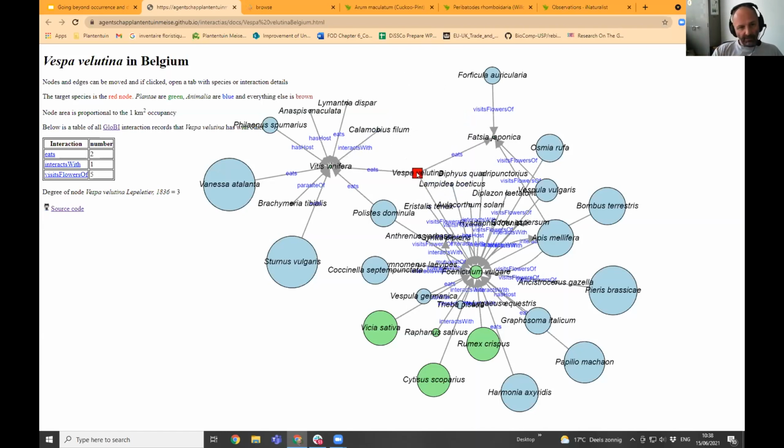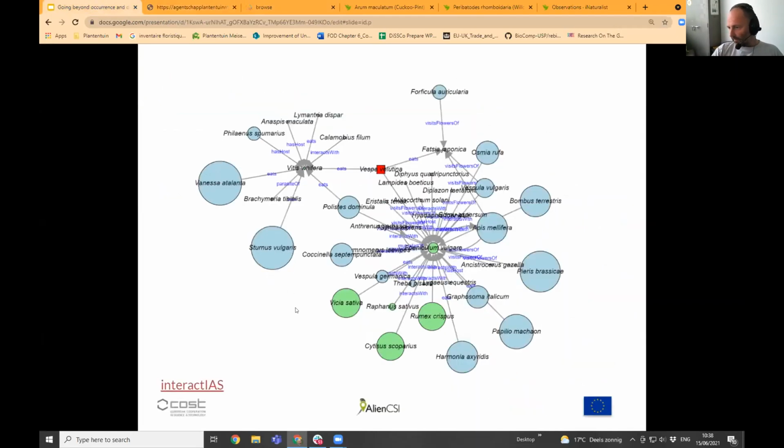The other reason I use Vespa velutina is that if you took a common species, a roe deer for instance, then the whole network would be so incredibly complicated, you wouldn't be able to figure out anything from it. There are just too many interacting species to make sense of it. So these visualizations are quite nice, but there's still a lot of work that needs to be done to make these attractive to somebody who's trying to explore and understand the network. So let's go back to here.